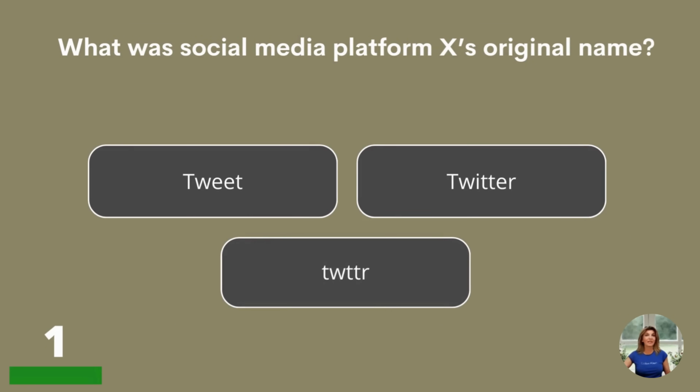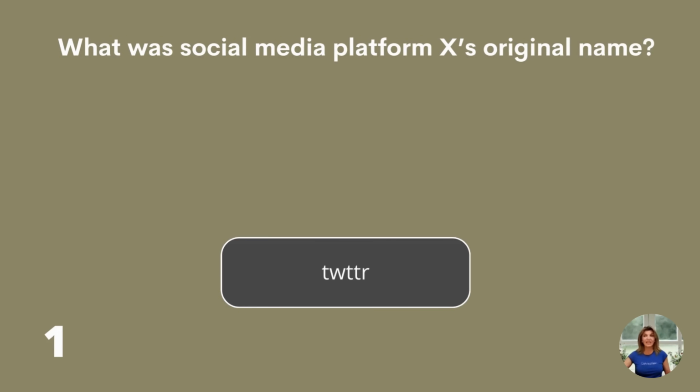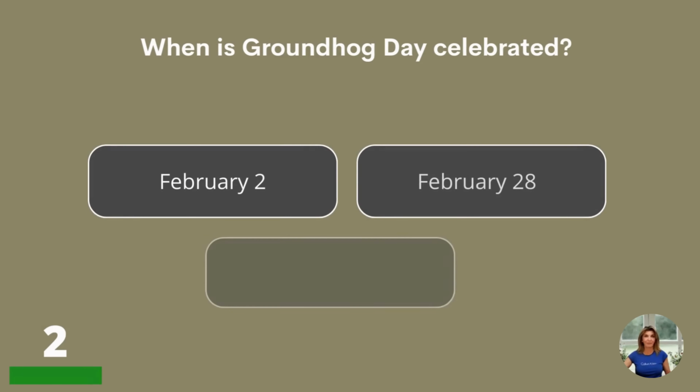What was social media platform X's original name? Tweet, Twitter, or Twttr? And it should be Twitter, Twitter is the original name.